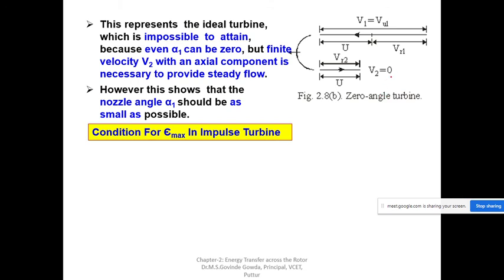Are you getting this? Okay. So this is V2 equal to 0, so this is called a 0 angle turbine. Remember this, guys. What is a 0 angle turbine? If the exit velocity is 0, or if alpha 1 is 0, then we say it is a 0 angle turbine. Are you understanding this? Is it a 0 angle turbine or a 90 degree angle turbine, sir? No, it is a 0 angle turbine.